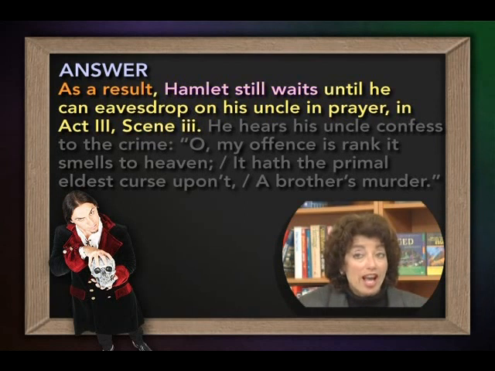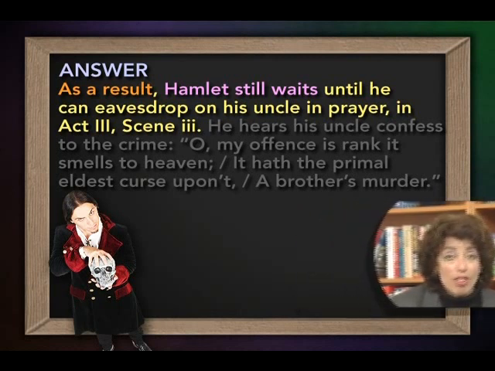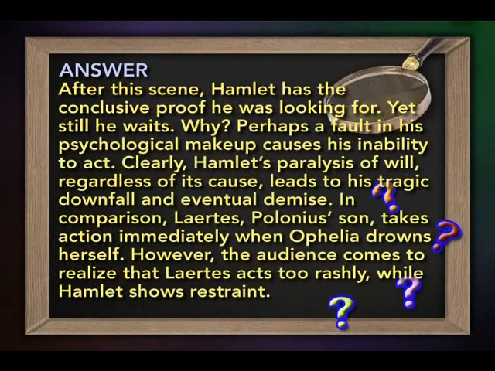Notice the repetition in "Hamlet still waits." I pointed that out earlier. I've repeated that phrase because I want to emphasize the fact that he doesn't exact revenge. And by using the same phrase over, I have created unity through repetition. After this scene, Hamlet has the conclusive proof he was looking for, yet still he waits. Why? Perhaps a fault in his psychological makeup causes his inability to act. Clearly, Hamlet's paralysis of will, regardless of its cause, leads to his tragic downfall and eventual demise.